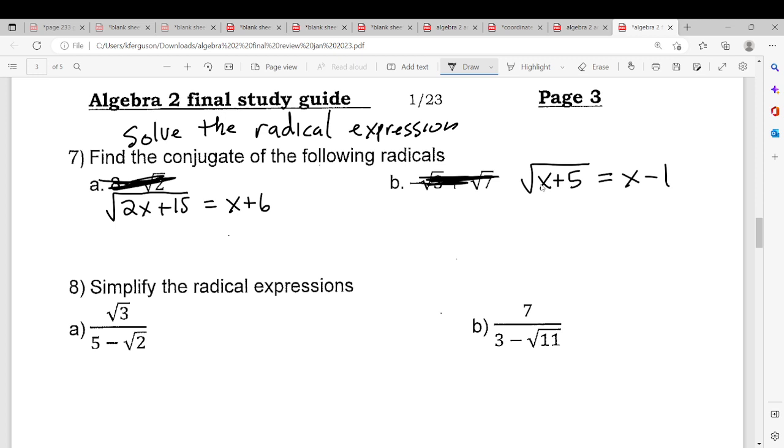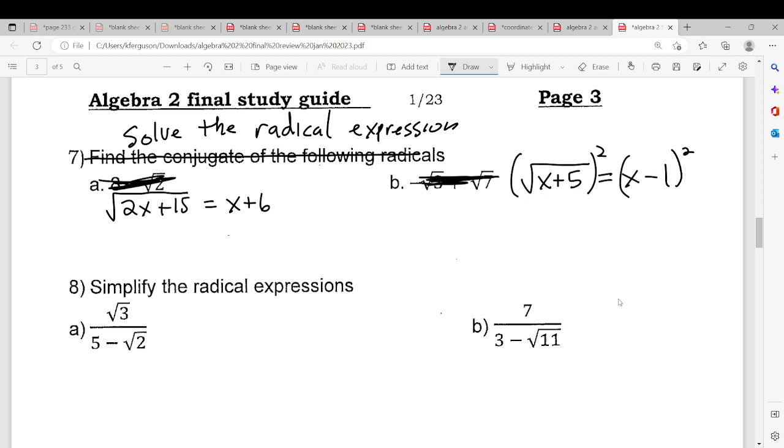I've got the square root of x plus 5 equals x minus 1. I need to get rid of the square root. Well, when you're dealing with an equation, how do you get rid of something? Well, you do the opposite. So what's the opposite of the square root? Squaring. The opposite of square root is taking something to the second power. So I'm going to take this side of my equation to the second power, because I'm replacing them. I'm saying number 7 is going to be solve the radical expression. So I'm not just going to have some problem that's just find a conjugate.